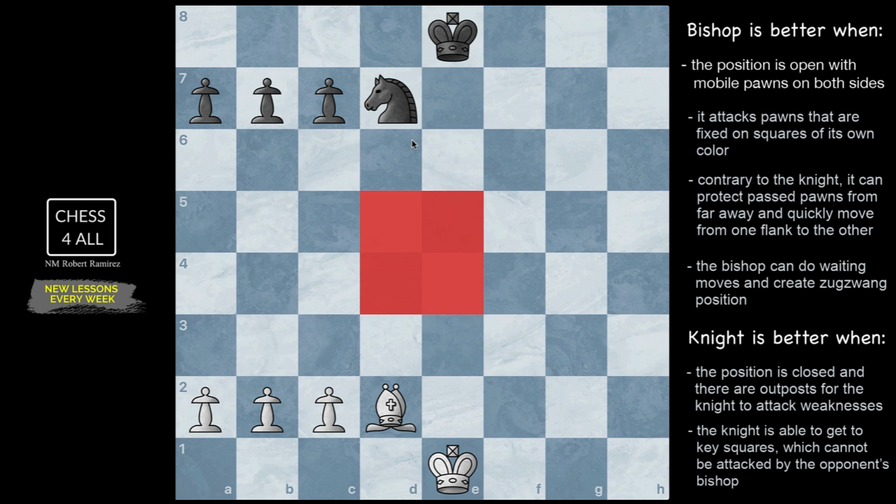But of course, there's so much more to it, and that's exactly what we're going to learn here. But I need you to understand that an open position means there are no pawns in the way of the bishop that could block the bishop.